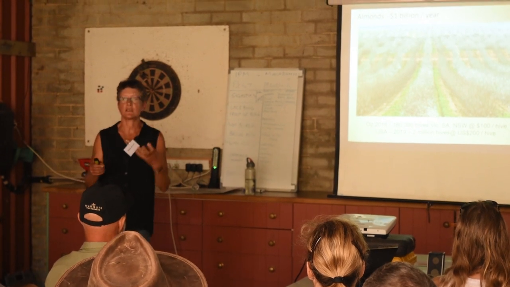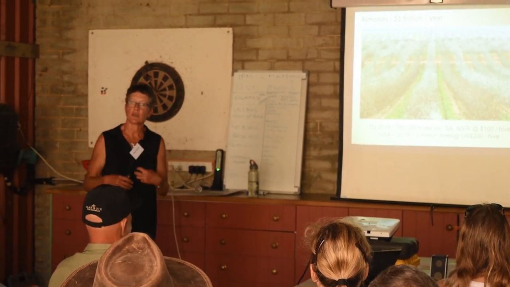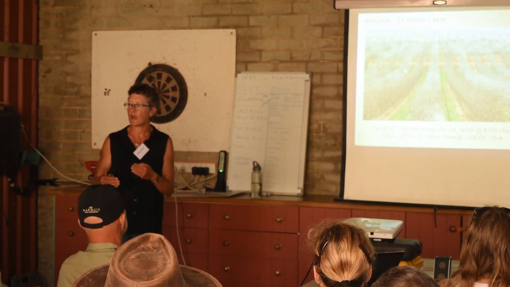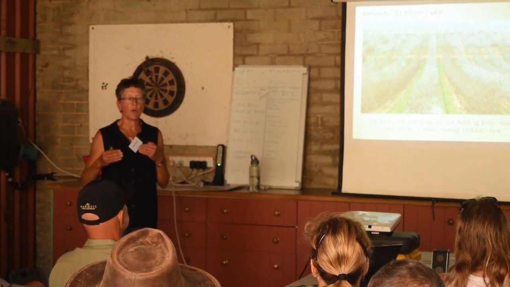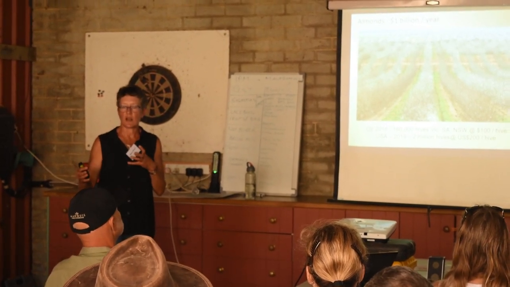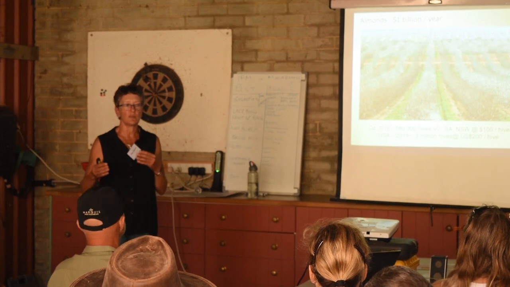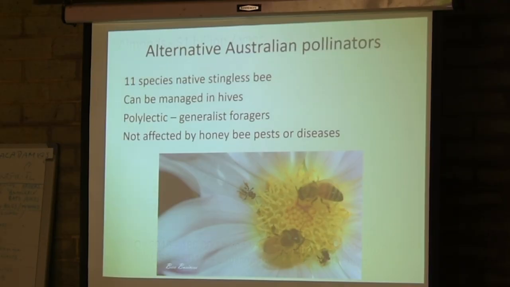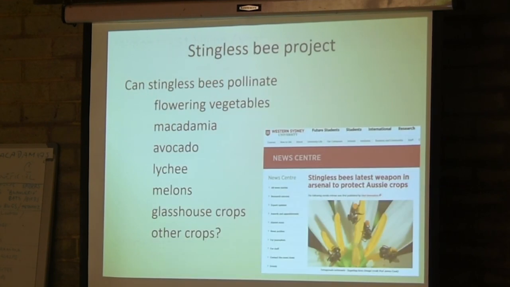We need to understand our other pollinators. We depend too heavily on our honeybees for pollination of our crops. They're monocrop culture crops, and we need to be doing different management strategies so that we can be supporting those bees that are in our environment. So we've got, as I said, 11 species of native stingless bee. We can put them in there, generalist foragers.